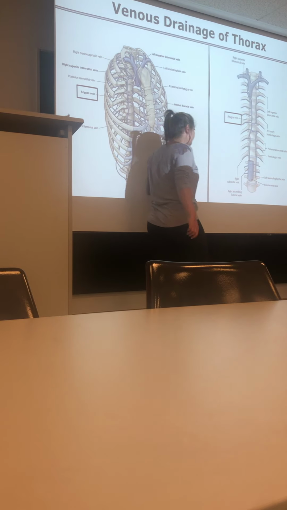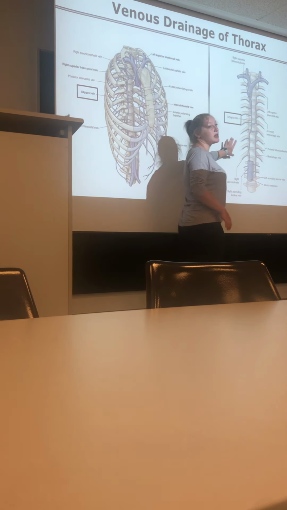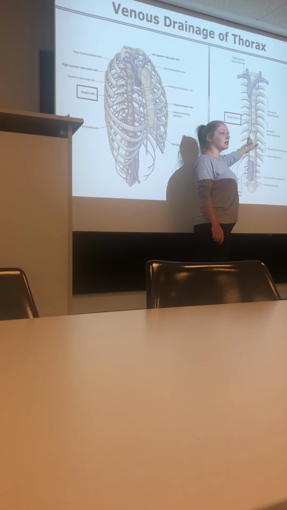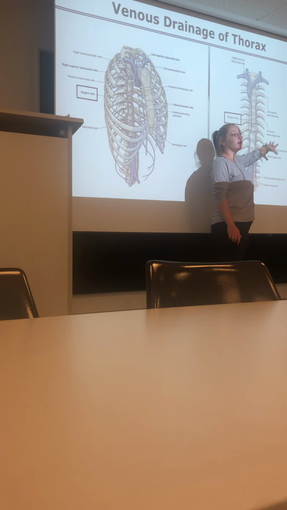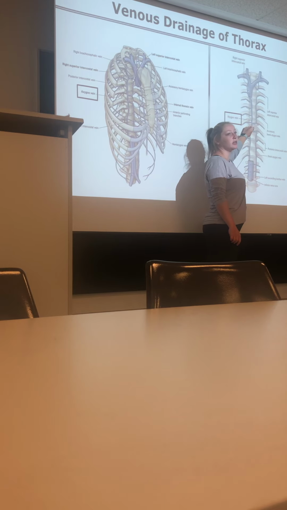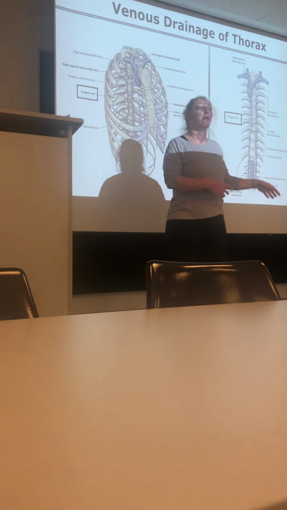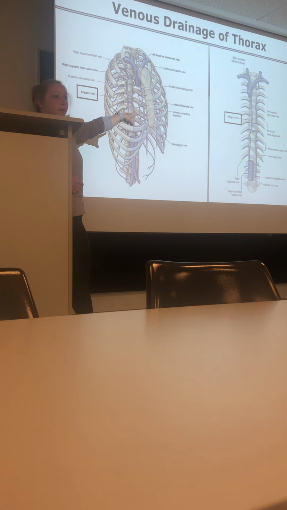We have collaterals coming in. Since it's on the right side, our intercostal veins will drain directly into the azygos vein on the right. They'll drain into accessory azygos veins on the left, which will carry blood over to the azygos, so that all of the blood from the thorax is basically going up to the superior vena cava through our azygos vein.